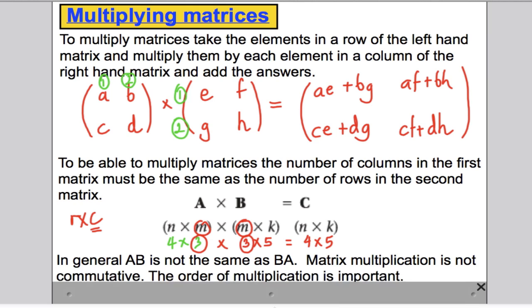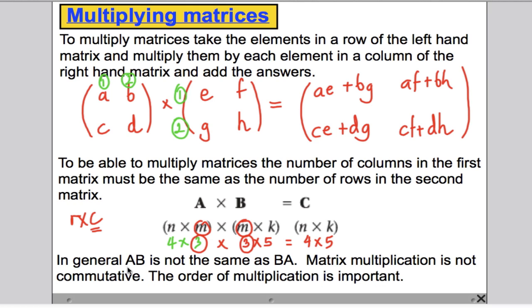And one thing we notice as well, in general, A multiplied by B was not the same as B multiplied by A. The mathematical way of saying that is matrix multiplication is not commutative. And the order in which we multiply is important. So those are the key elements we've learned from the previous example.